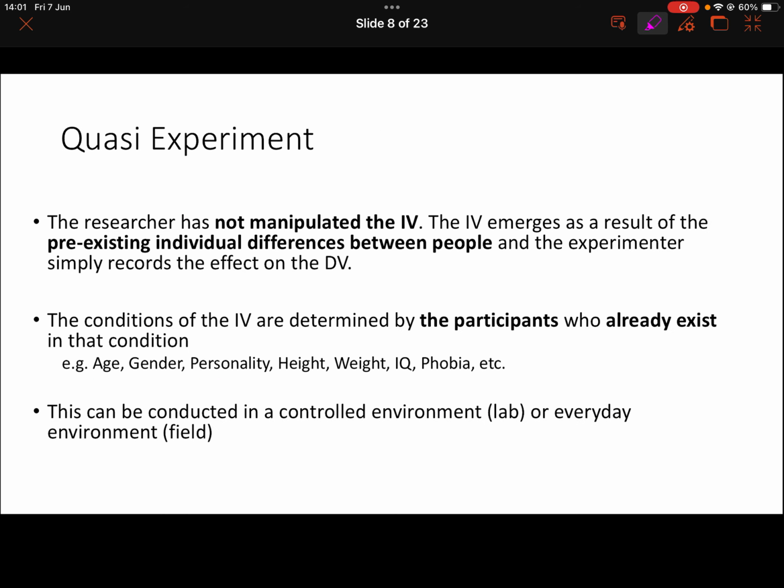Moving on to our last type of experiment now, we're now moving on to look at a quasi experiment. In a quasi-experiment, the researcher has not manipulated the independent variable. This is similar to a natural experiment. However, in a quasi-experiment, the IV emerges because of the pre-existing individual differences between people.